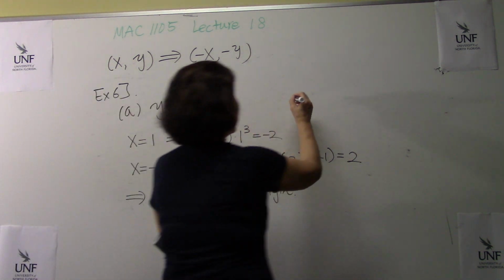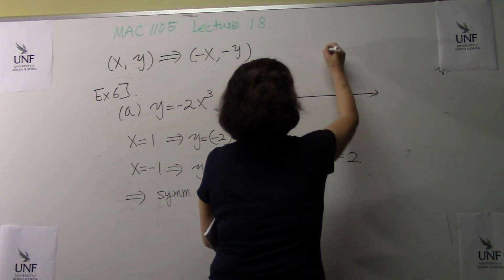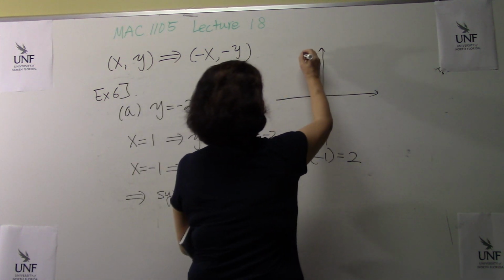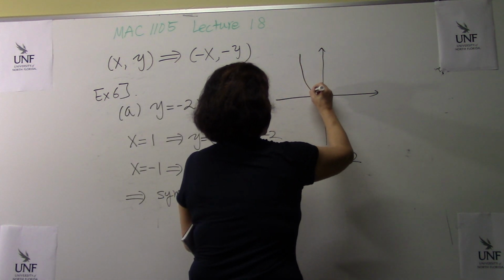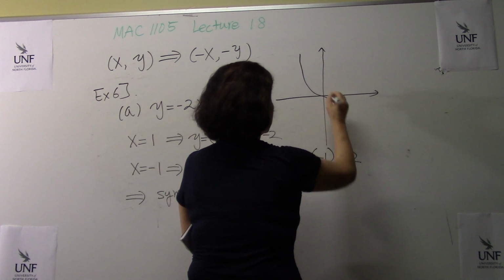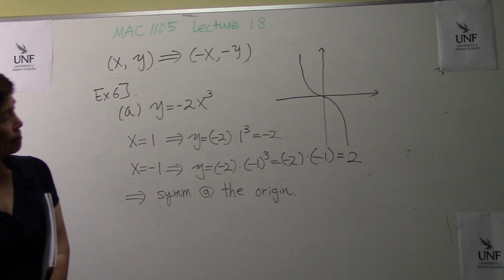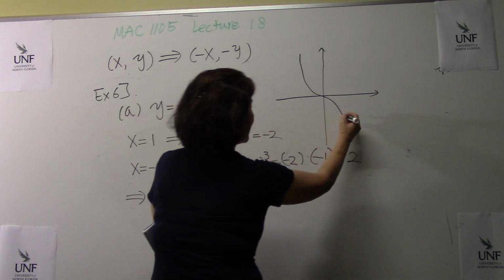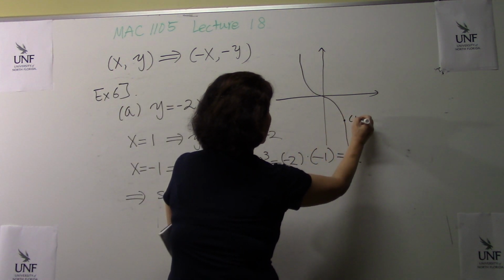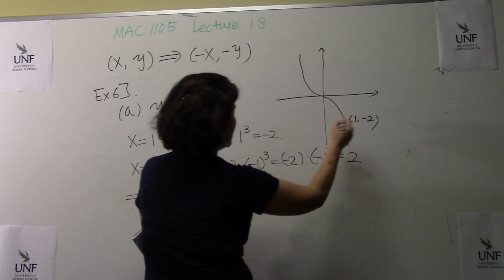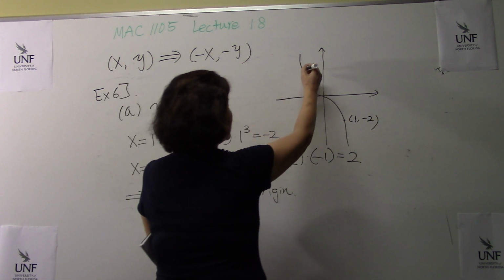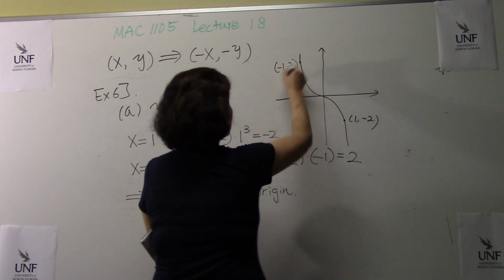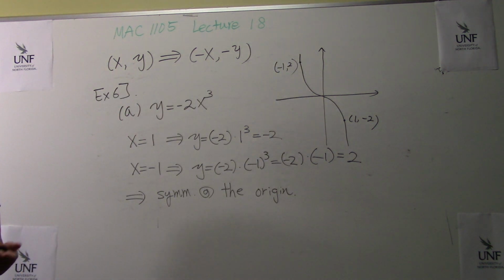Well, the graph of this function, negative 2x cubed, will look like this. Okay? So for example, 1 comma negative 2 is over here. And the opposite side is going to be negative 1 comma 2, which is on the graph.